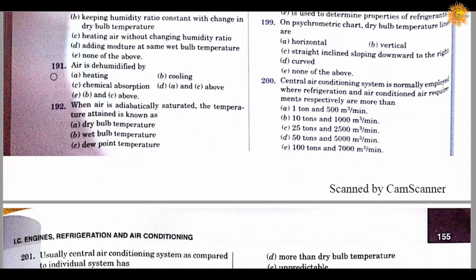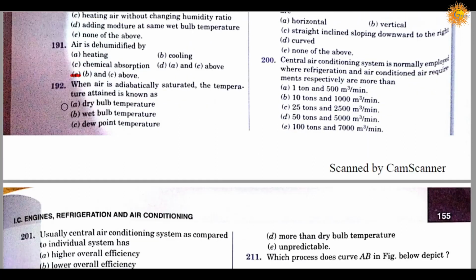Question number 191. Air is humidified by option A, heating, option B, cooling, option C, chemical absorption, option D, A and C above, option E, B and C above. So correct answer is E, cooling and chemical absorption.